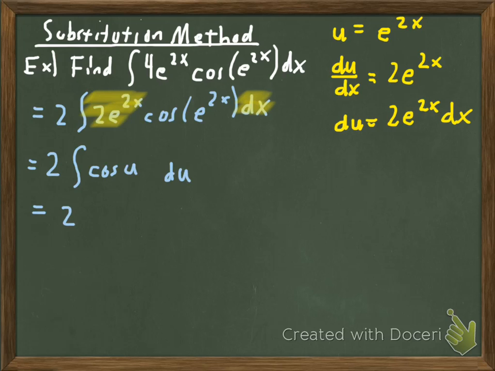And then it's just a matter of integrating the cosine of u. The integral of cosine of u we know is going to be the sine of u. So we'll get 2 times the sine of u plus c. And we'll go ahead and put e to the 2x back in place of u, so that we get 2 sine of e to the 2x power plus c for our integral. All right, now I'd like you to try the next one on your own just to make sure you've got the idea. But that's basically it for integrating with trig functions.